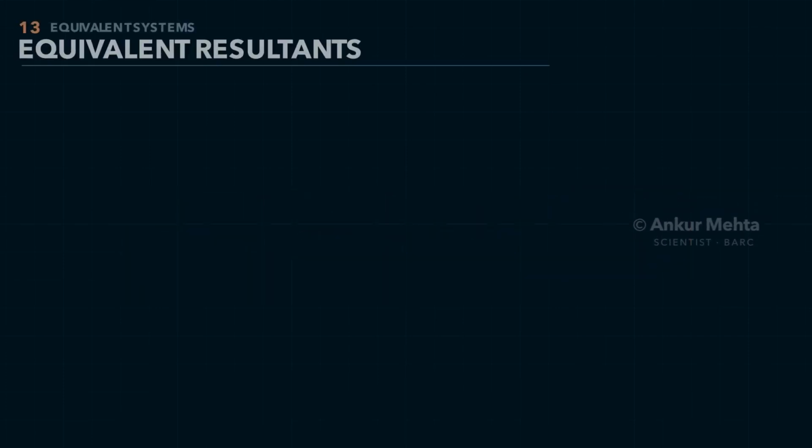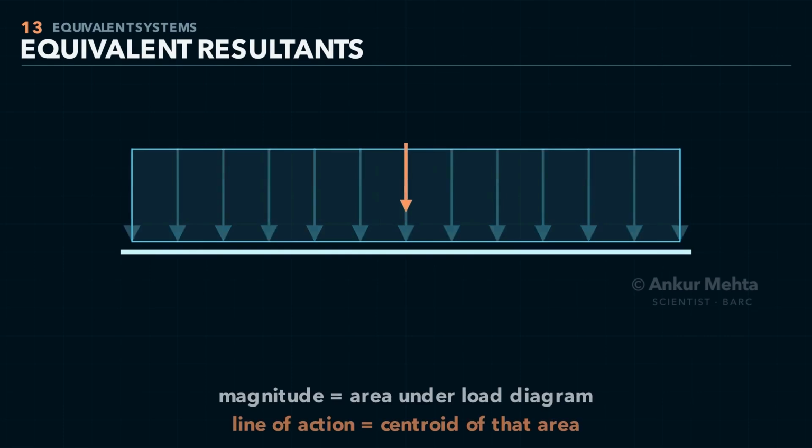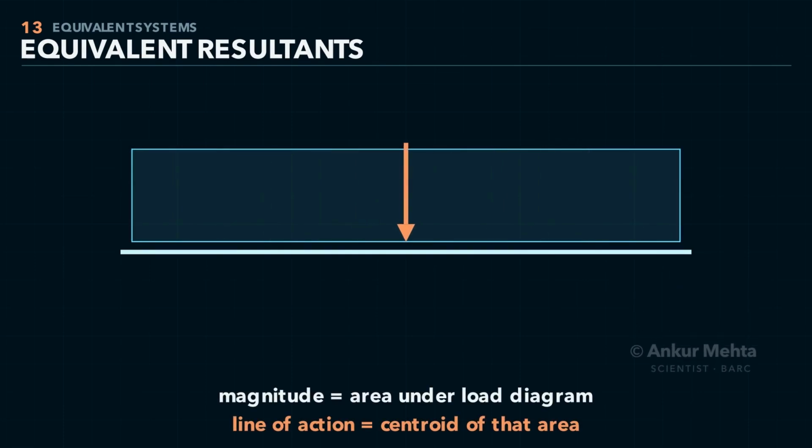A distributed loading can often be replaced, for equilibrium, by an equivalent resultant. Its magnitude is the area under the load intensity diagram, and its line of action passes through that area's centroid. This replacement preserves net force and moment, but it does not reproduce local contact stresses. Use the distributed model when local pressure matters, and the resultant when studying overall equilibrium.